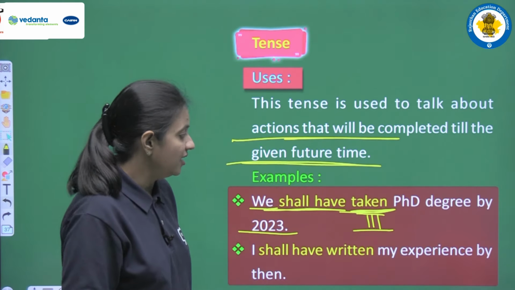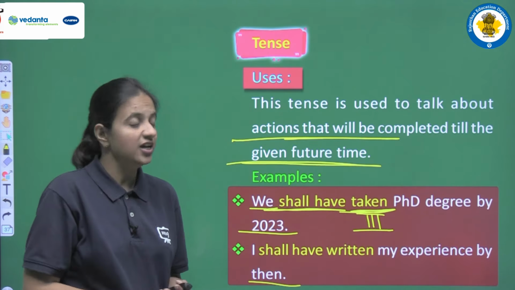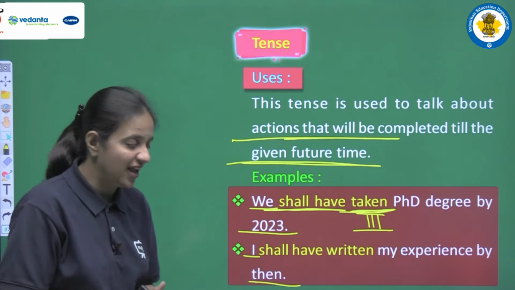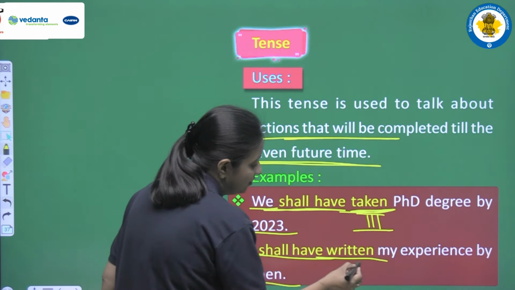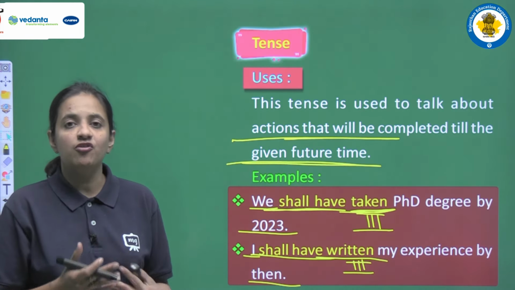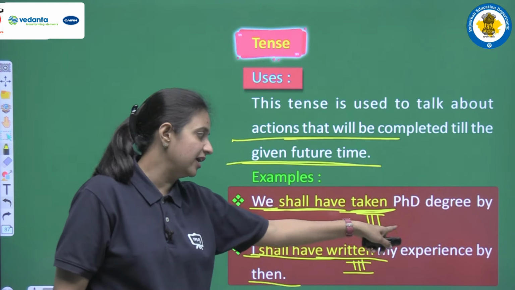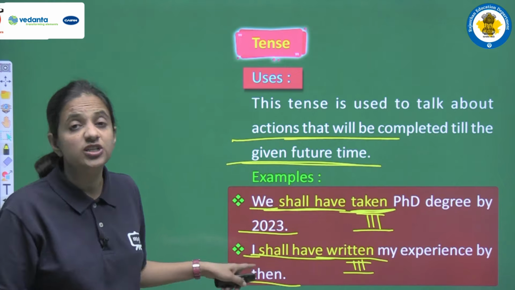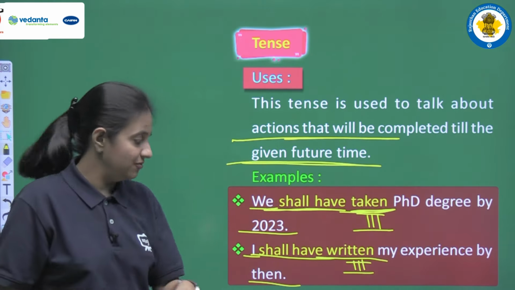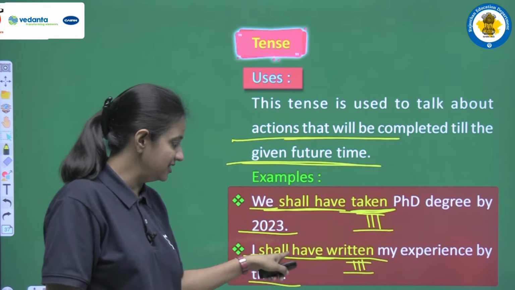Okay, let's see one more sentence that we are having. I shall have written my experience by then. Again we are talking about some future time, and as a subject we are having I. So for I also we use shall have, and we are again having the third form of the main verb, that is written. So written is the third form of write. Here again we are talking about an activity, that is to write experience, and we are having one future time, and we are expecting to complete this activity by that given future time, and this is the reason that we are having future perfect tense in this sentence.